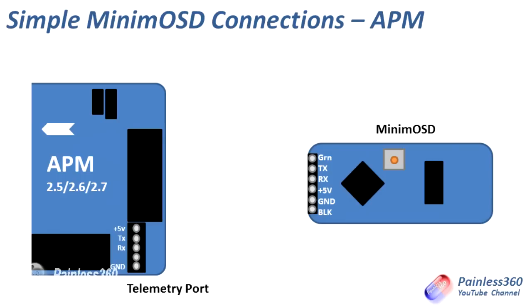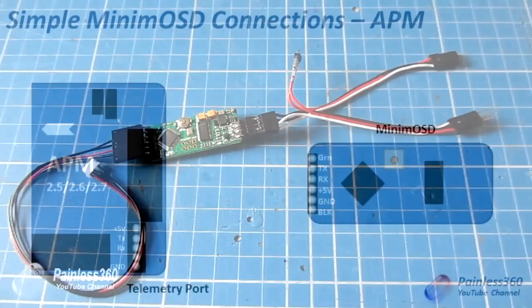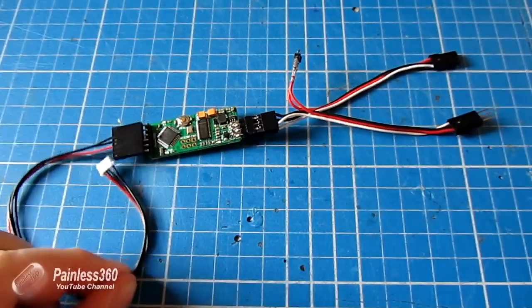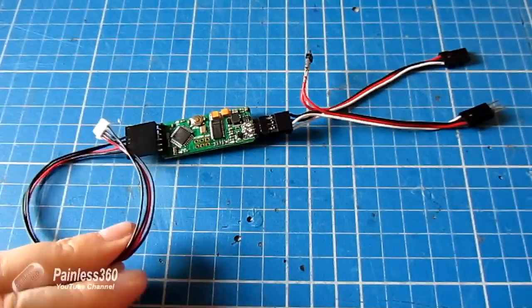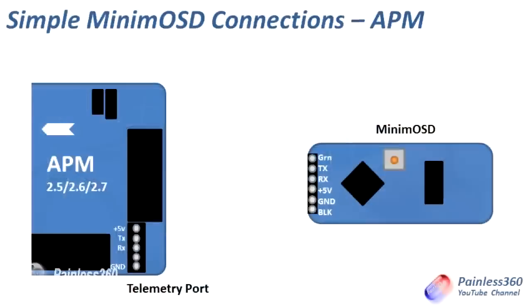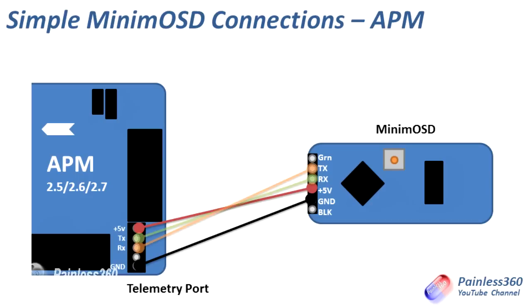So cabling up is pretty straightforward. It's a DF13 style connector at one end, and on the other end you just make up the cables and plug them in. So first of all we'll connect the power, that's relatively straightforward, plus 5 volts to plus 5 volts, ground to ground, and then we connect transmit to receive and receive to transmit. Once we've done that, we're ready to plug it into the telemetry port. But before we do, we just need to very quickly talk about power.